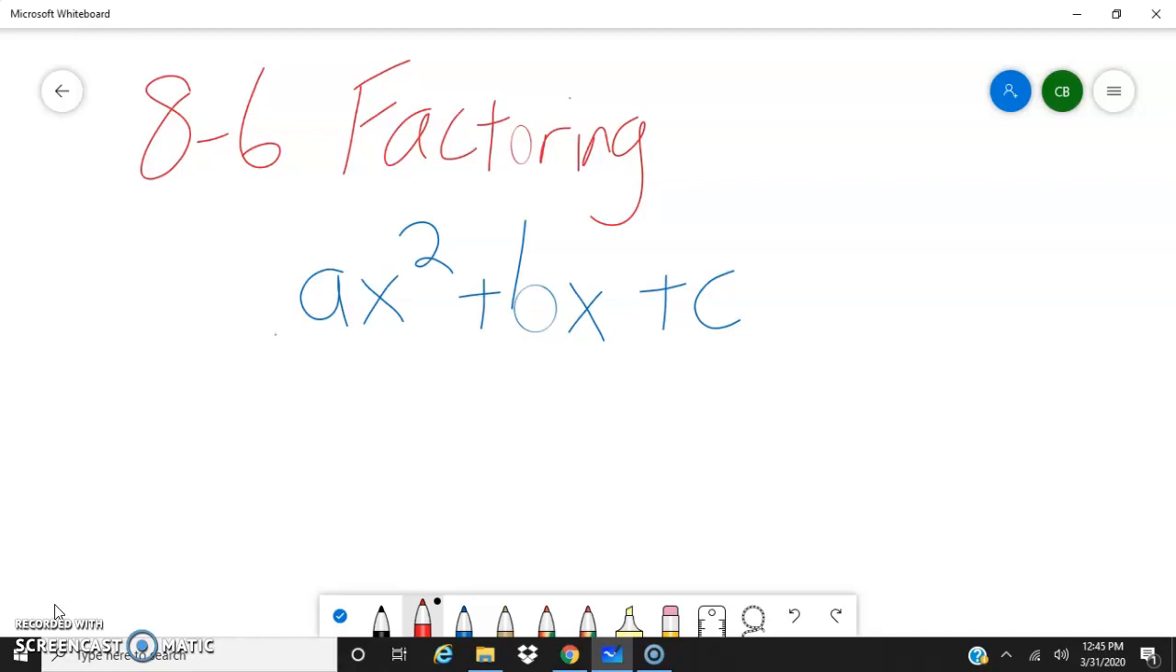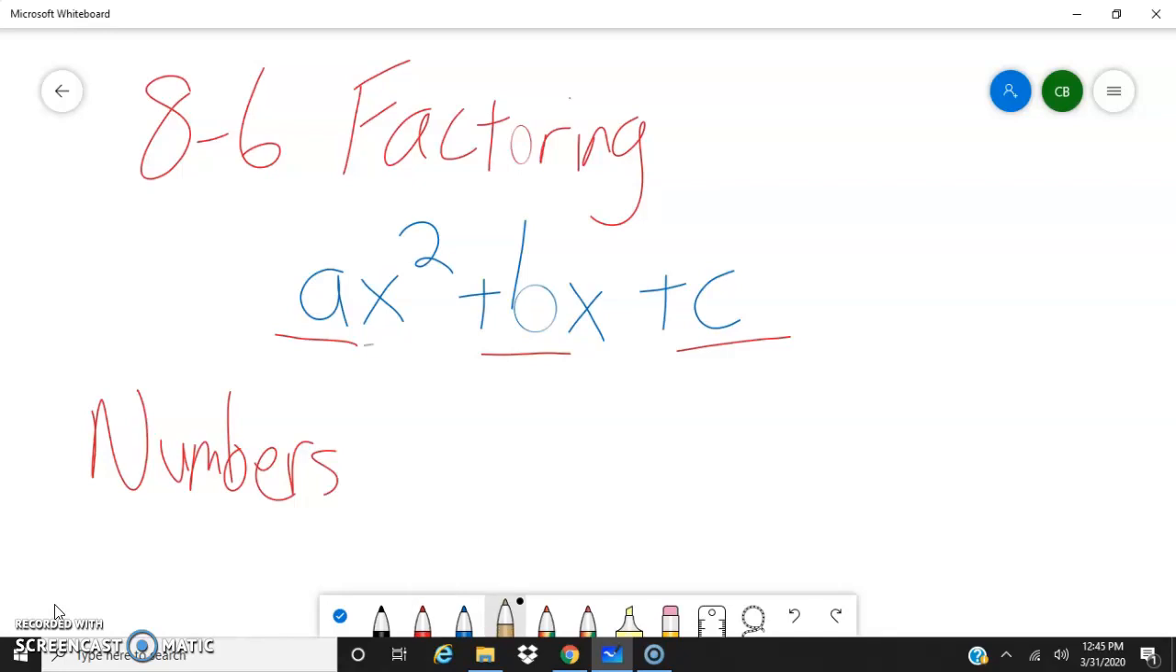So the variables a, b, and c are all just numbers. So any number. Okay, so a, b, and c are just numbers, and our x's here are just variables. They can be any lowercase letter we want. So that's the standard form of a quadratic equation.